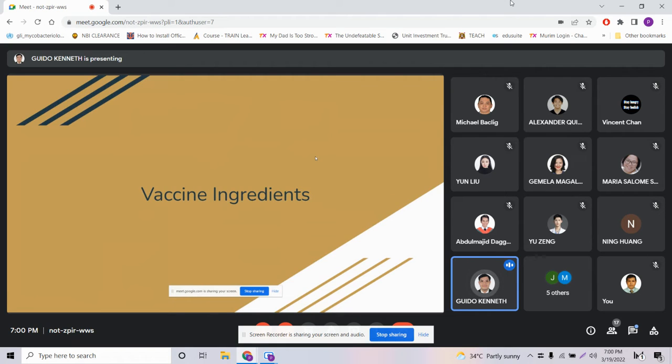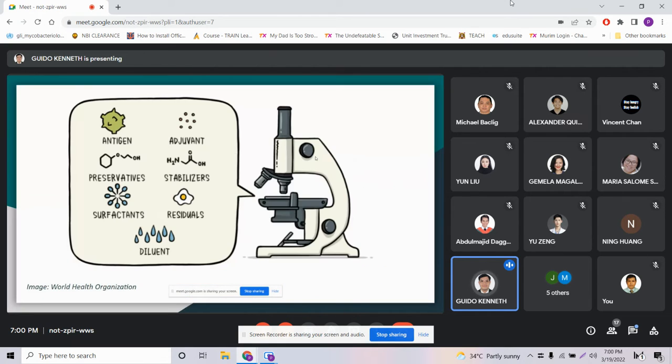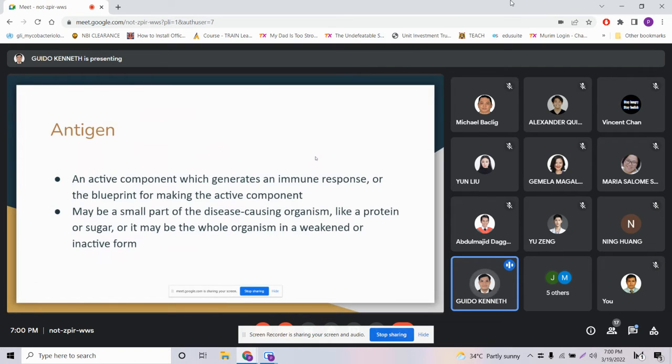Now let's go to vaccine ingredients. Vaccines are made up of several components, namely antigen, adjuvant, preservatives, stabilizers, surfactants, residuals, and diluents. Antigens are the primary and active component of vaccines since they generate an immune response. Antigens create the blueprint for making the active component. Antigens may be a small part of the disease-causing organism, like a protein or sugar, or it may be the whole organism in a weakened or inactive form.